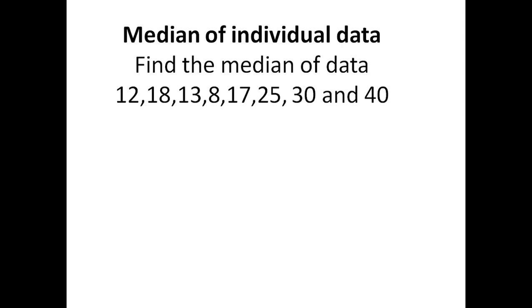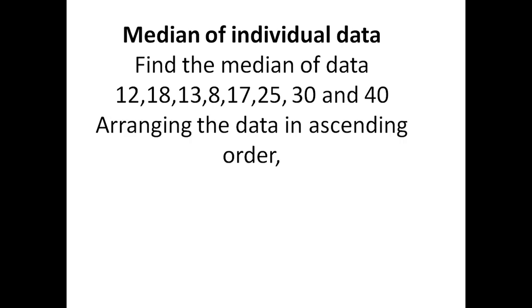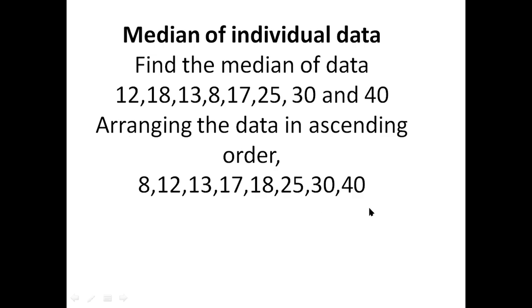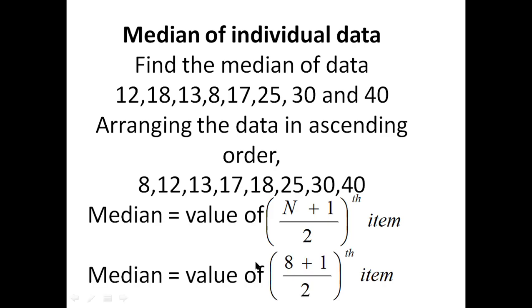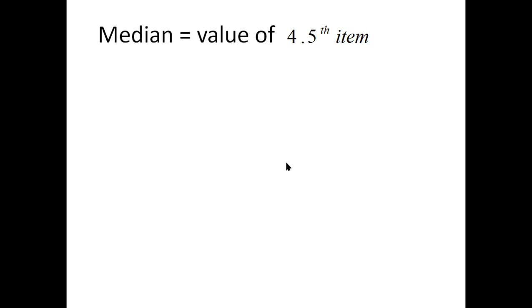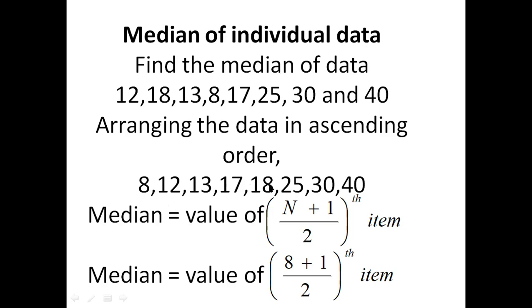And the process is the same. We'll use the same formula. First we have to arrange the data in ascending order. So this is done over here. After arranging the data in ascending order, median is the value of (n plus 1) by 2 th item, and here n is 8. So (8 plus 1) by 2 th item comes to 4.5 item. The 4.5 item we cannot locate just by observing over here.